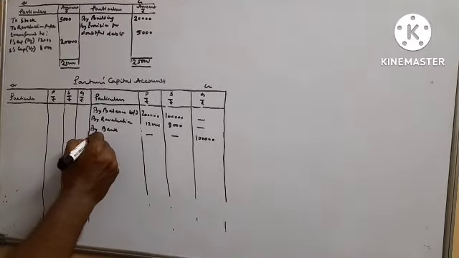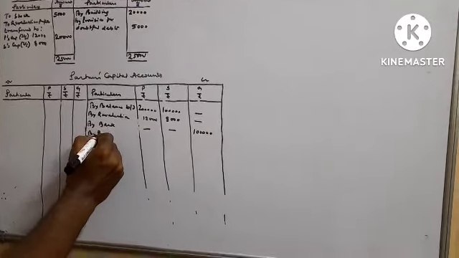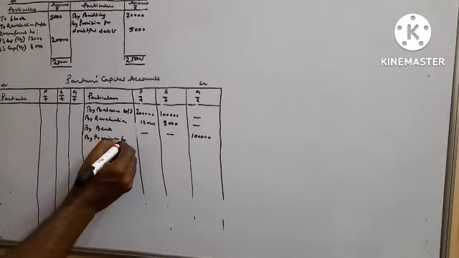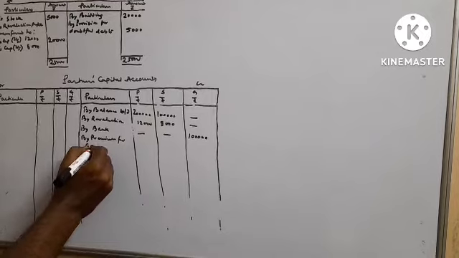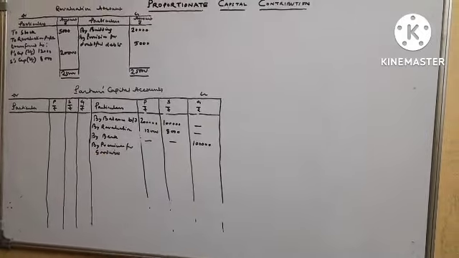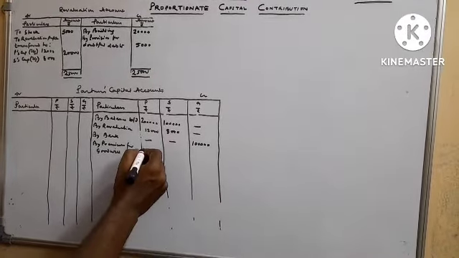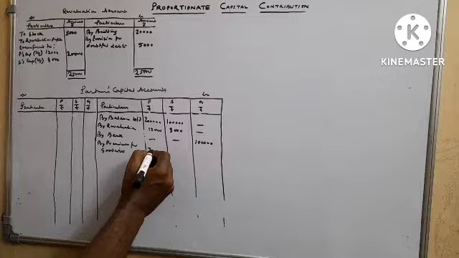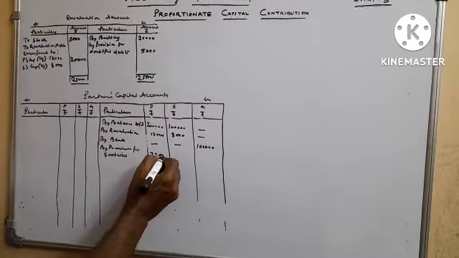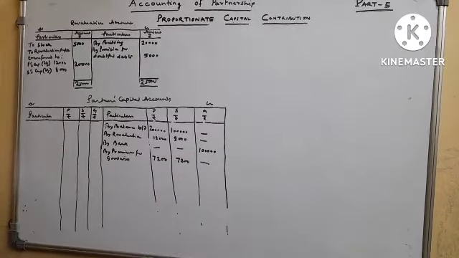Now premium brought by new partner. How much? We know 14,400 will be distributed in what ratio? Sacrificing ratio. 14,400 sacrificing ratio previously we calculated, that is 1:1. So it will be 7,200, 7,200.